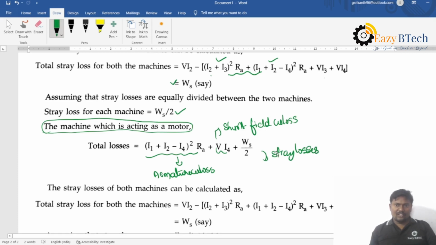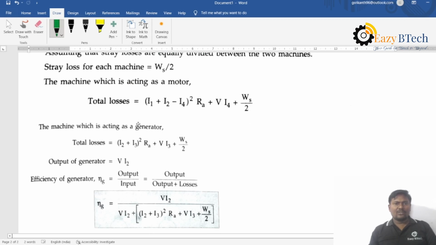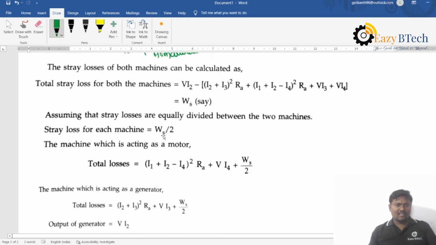Then shunt field copper loss plus stray losses should be equal to constant losses, and constant losses plus variable losses. Armature copper loss is also called a variable loss. Then we can find the total losses. From the stray losses for both the machines, and the total losses for a generator, I have to calculate.